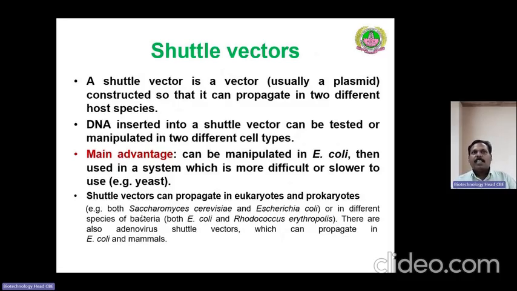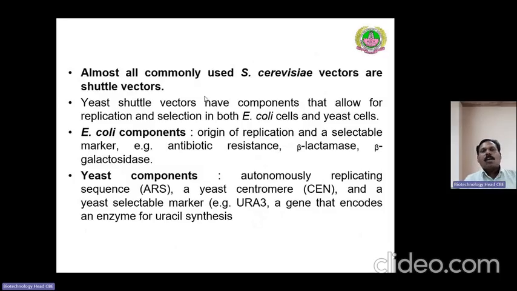For example, here we have given an example of shuttling between Baker's yeast, Saccharomyces cerevisiae, and E. coli, or in different species of bacteria, you can make a shuttle between E. coli and Rhodococcus erythropolis. So these vectors are also capable of multiplication between bacteria as well as mammalian systems. Some of the adenovirus shuttle vectors are good examples of propagation in both bacteria as well as mammalian systems. Almost all commonly used vectors derived from plasmids in Saccharomyces cerevisiae are basically shuttle vectors.